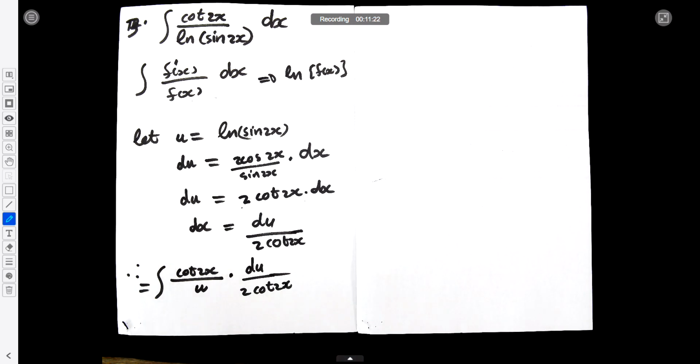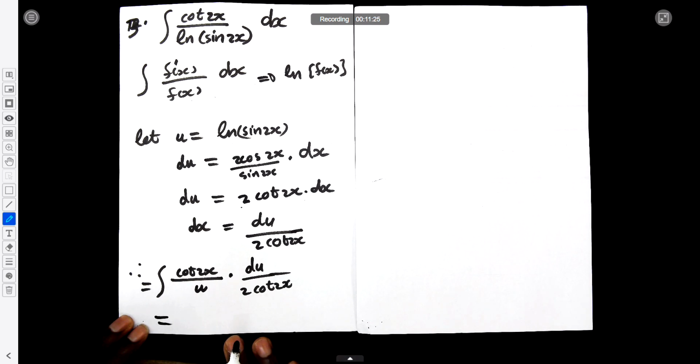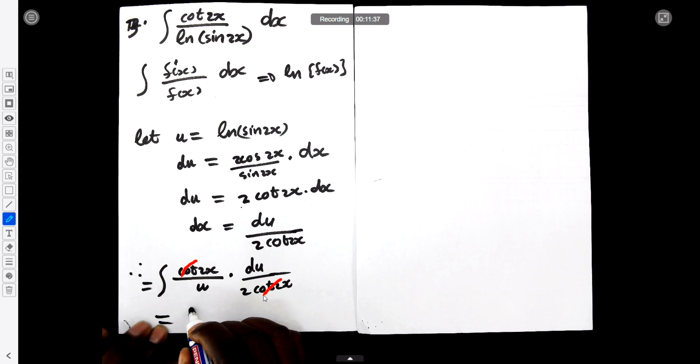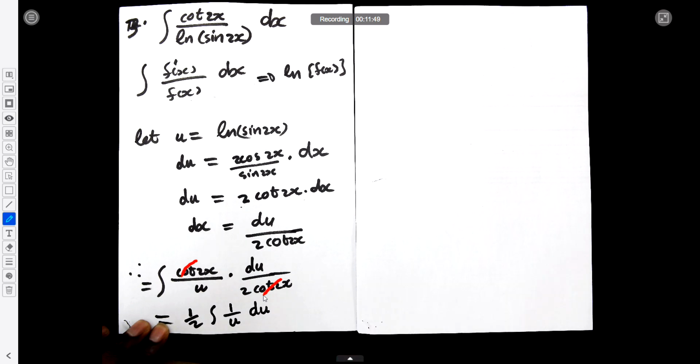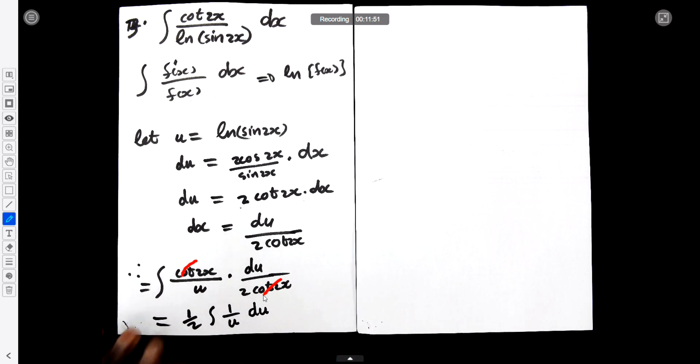So when you simplify further, I hope you see that cot 2x will divide cot 2x. So cot 2x is divided by cot 2x. As I spoke about the factors, if you don't want to factor it out, it's fine, work with it, but I just want to factor out the constant there, 1 over 2. And we'll be left with 1 over 2 integral of 1 over u du.